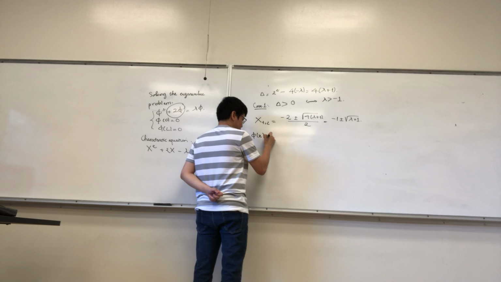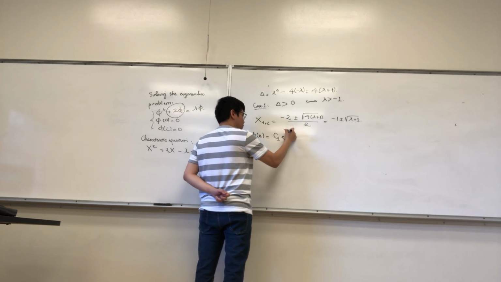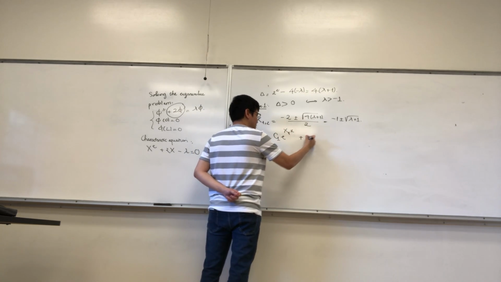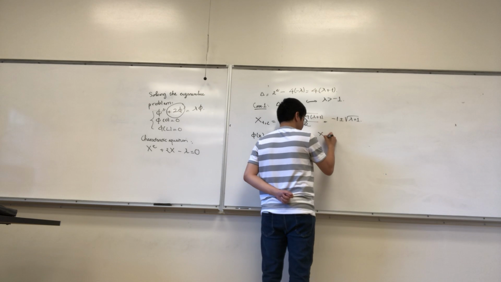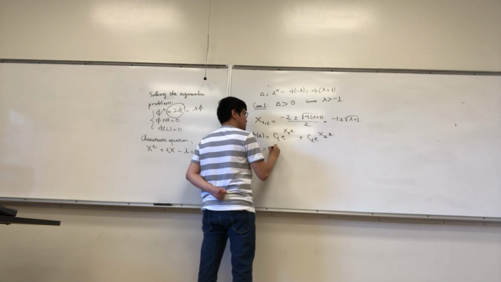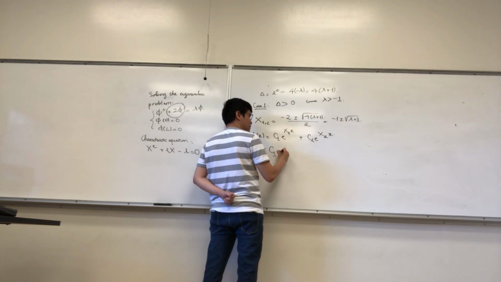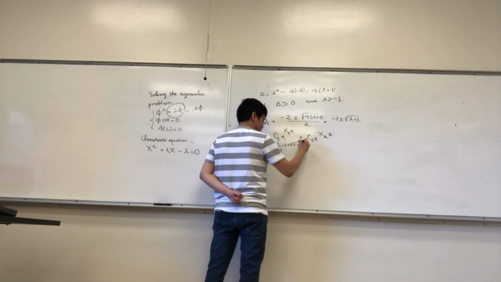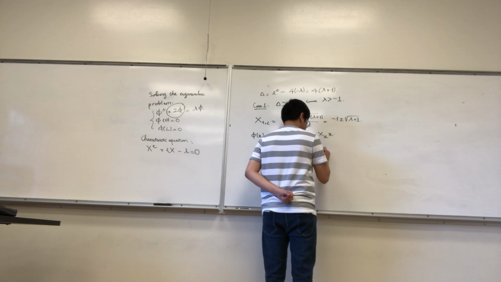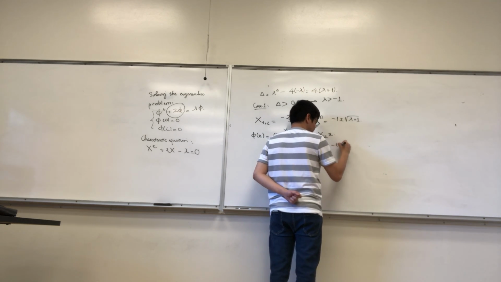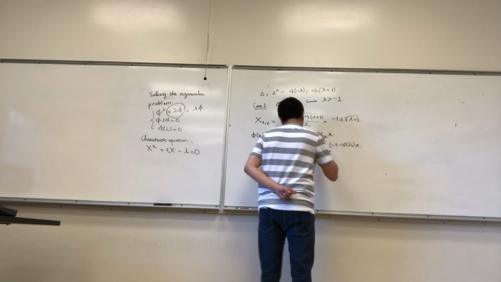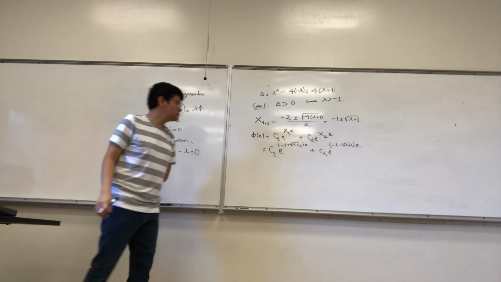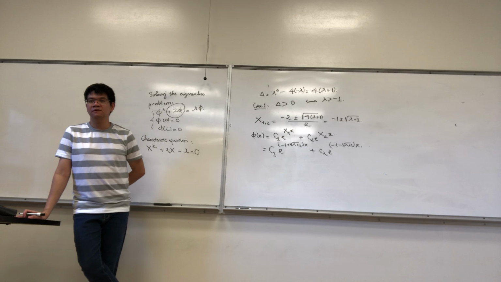So then you're going to have two solutions, right? So this is C1 e to the power x1 x plus C2 e to the power x2 x. So this gives me C1 e to the power minus 1 plus square root of lambda plus 1 x plus C2 e to the power minus 1 minus square root of lambda plus 1 x. All right? It's good.